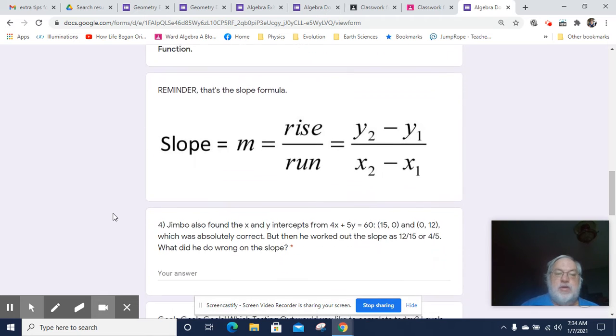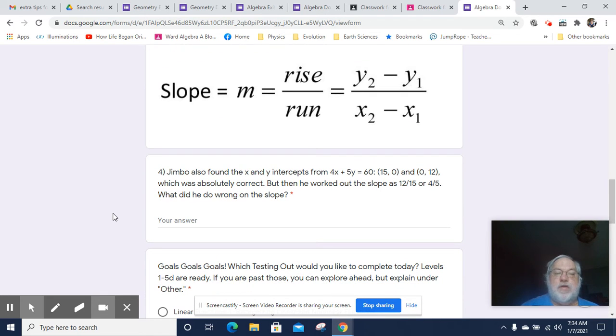Now I'm reminding you once again about the slope formula, and Jimbo is messing up again. Now I know a couple folks are really getting tired of Jimbo's errors. However, because I'm seeing those mistakes happening, I thought it is still important for us to discuss this. So if you're like totally getting this and you're not making this mistake, that's fine. Don't worry about it. But here we go.